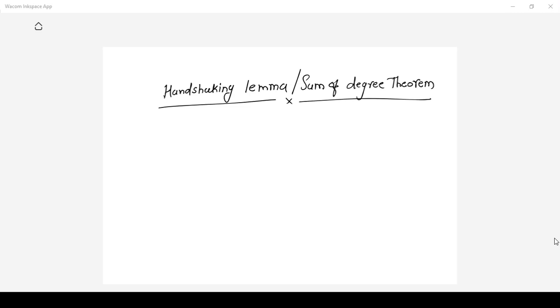Now let us see the handshaking lemma, or sum of degree theorem. Suppose I have a graph with four vertices A, B, C, D, and edges are like this. We know what the degree of a vertex is. It is the number of edges passing through the vertex. Suppose I want to find out the degree of vertex A. The number of edges passing through the vertex A is 3. So the degree of vertex A is 3.